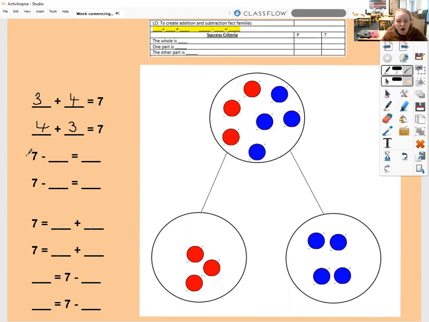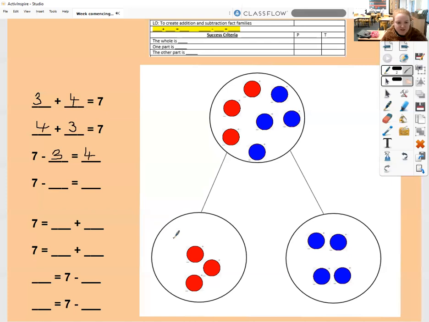So in a subtraction, our whole goes before our subtraction symbol, so our whole is 7. 7 subtract our first part, which is 3, equals our remaining part, which is 4.